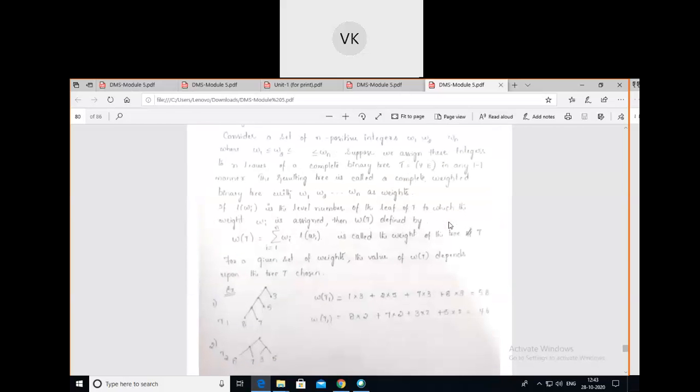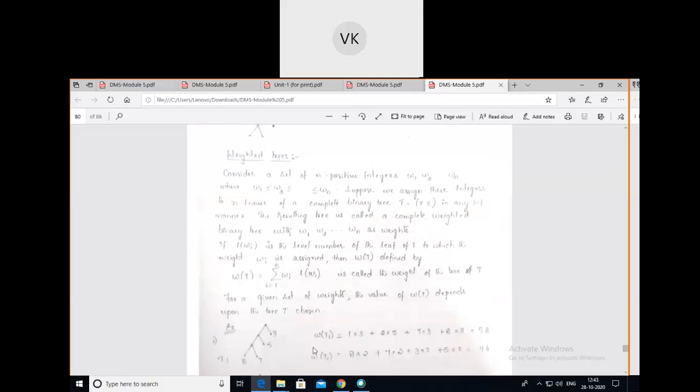The next concept is the weighted tree. I will move directly with the example only. There is no need to go through all these things, otherwise you will be in confusion. So see what is required for your examination now: the weighted tree.